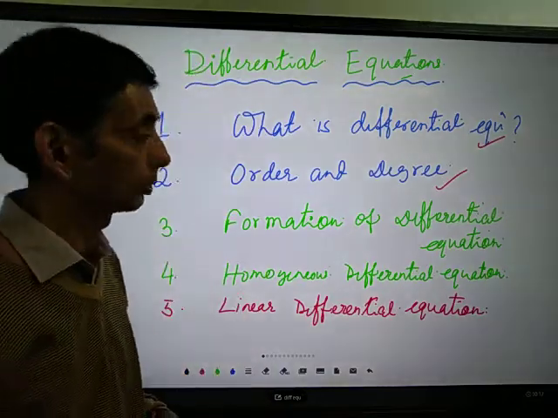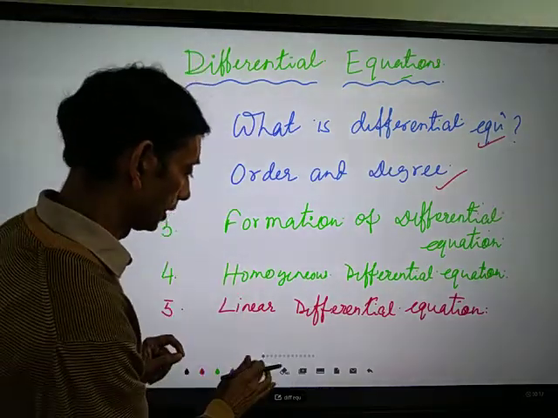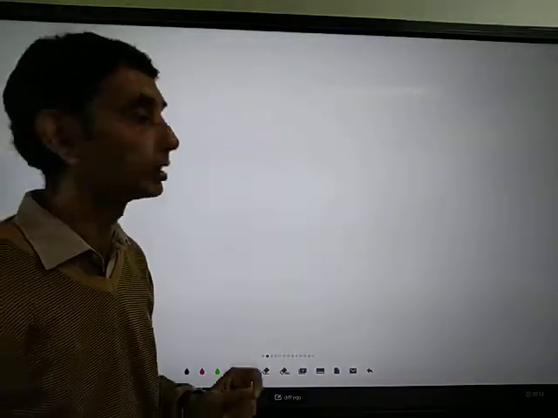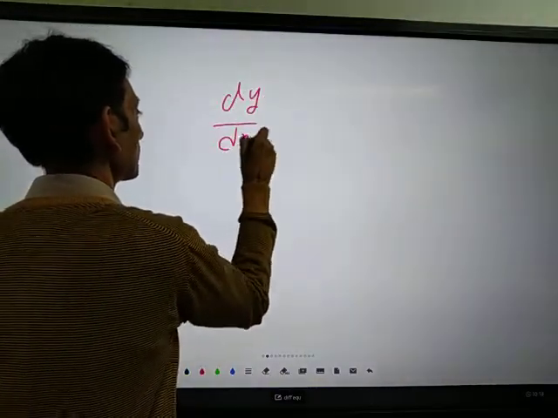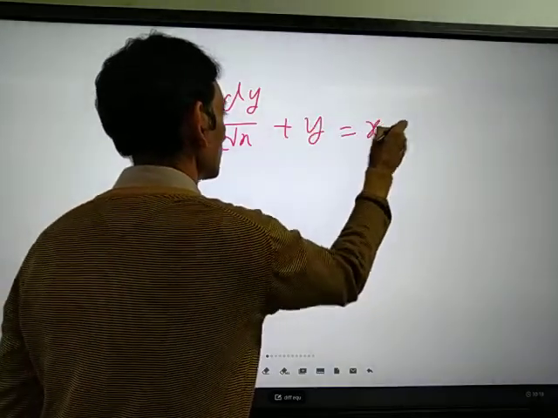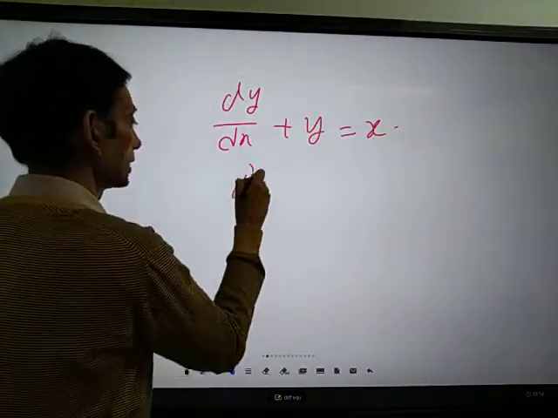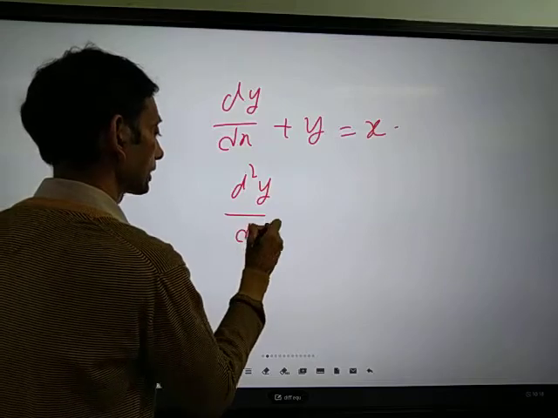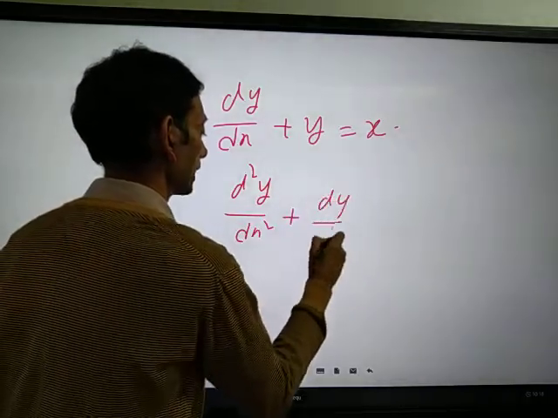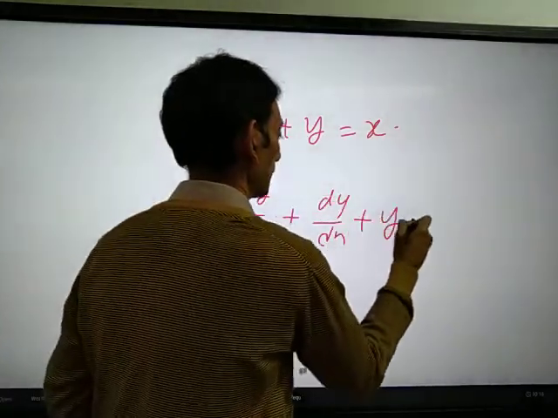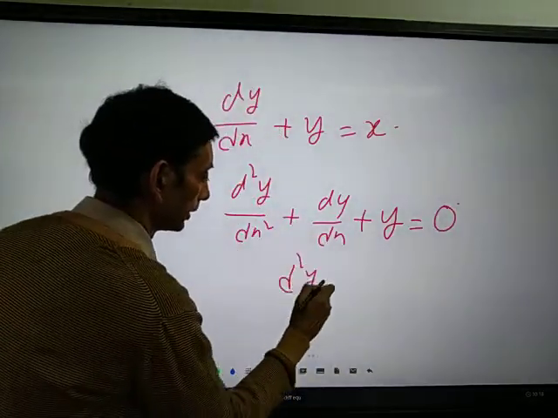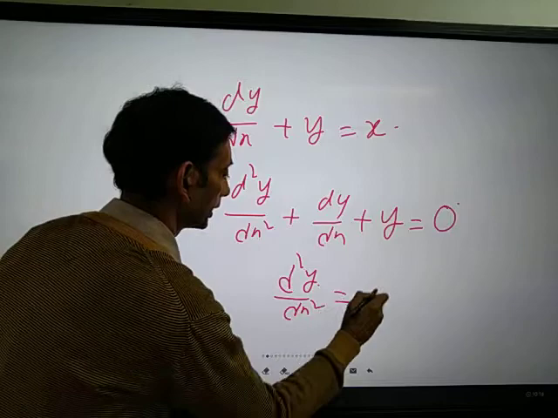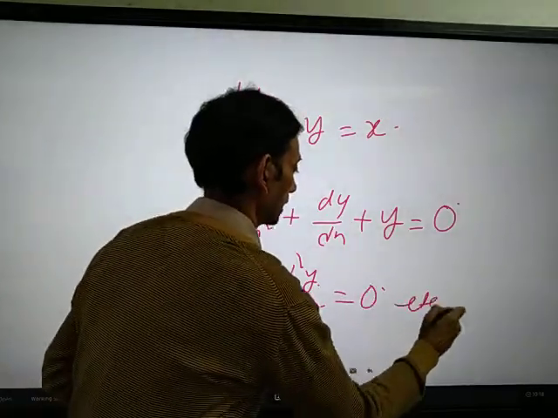First we'll discuss what is a differential equation. For that, let me write some equations: dy by dx plus y equal to x, say d2y by dx squared plus dy by dx plus y equal to 0, d2y by dx squared equal to 0, etc.